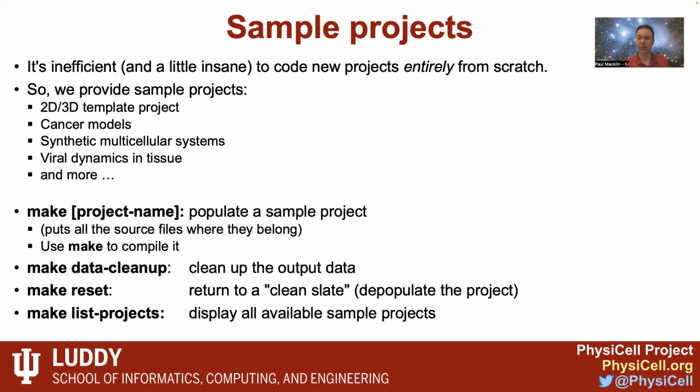And then when you're ready to go, there are a few other makefile rules that are going to be quite handy. One of them is make data cleanup. That is to clean up all the output data to get ready to do another simulation. Make reset is a way to return to a clean state, so that is to depopulate the project. So you're working with one of the sample projects. Now you're ready to do your own. We'll type make reset, put everything back the way you found it. Type make template to load in that template, and now you're ready to start your own project, for example. And if you want to see what projects are available, you type make list-projects, and it'll show you all the currently supported sample projects in your version of PhysiCell.